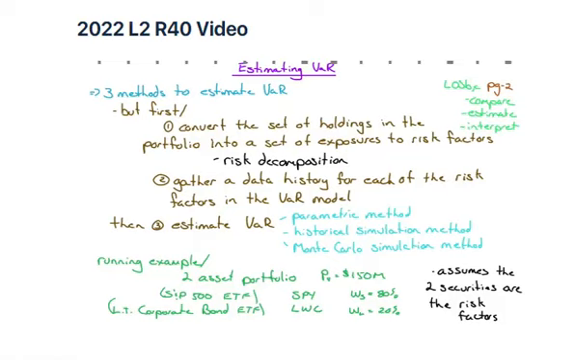So let's have a look at estimating VaR. There are 3 methods to estimate VaR. I've got them down here in red: parametric method, historical simulation, and Monte Carlo simulation. We'll get to that shortly.